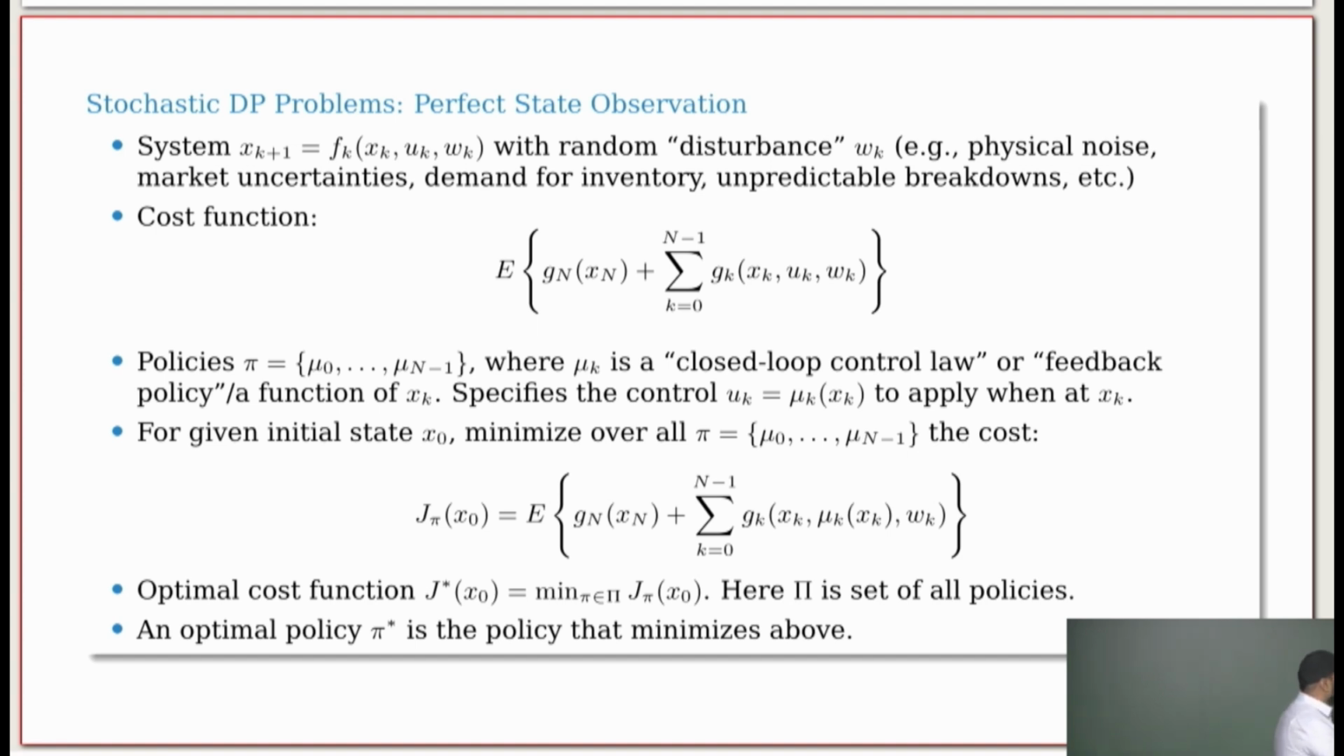and the policy for which we will solve this optimization problem, the minimization problem, we will denote as pi star, which is quite standard in optimization literature, to write a star for the optimal value. So pi star will be the policy that minimizes this cost.